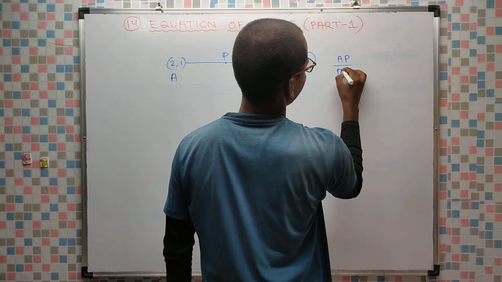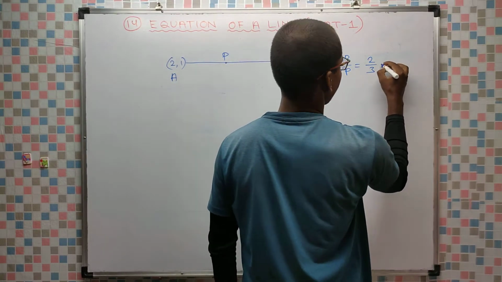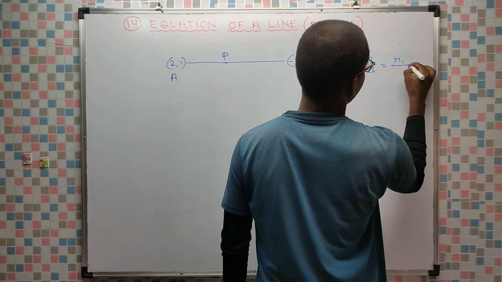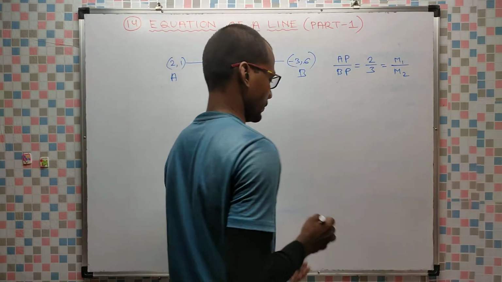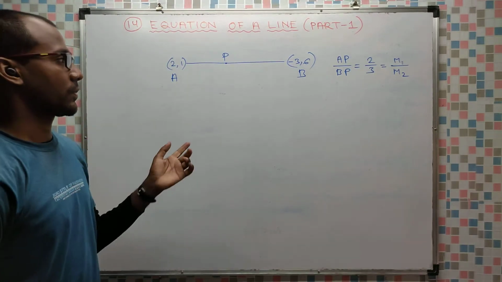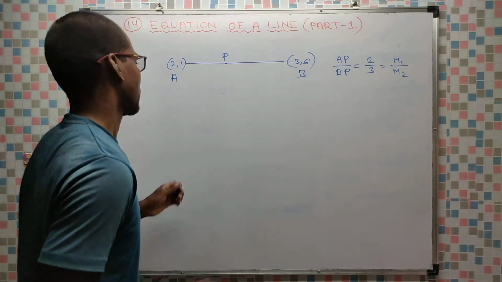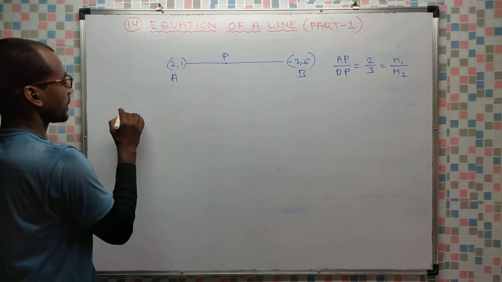AP by BP is given as 2/3. This is M1 by M2, so the ratio is given. We have to use the section formula of the previous chapter to find the coordinates of point P. Let us use the formula, you know it already.